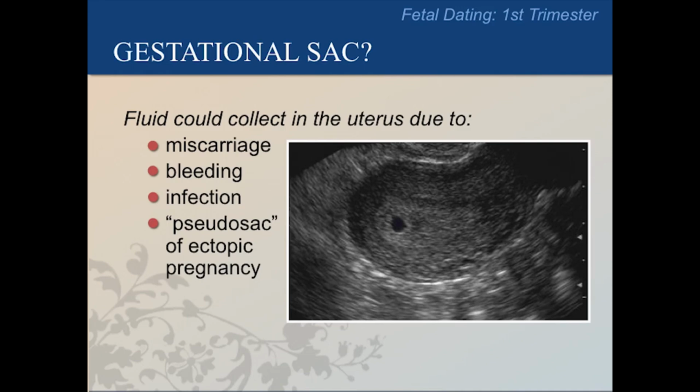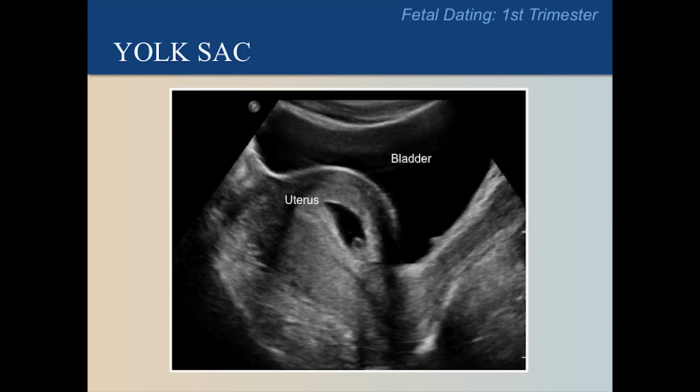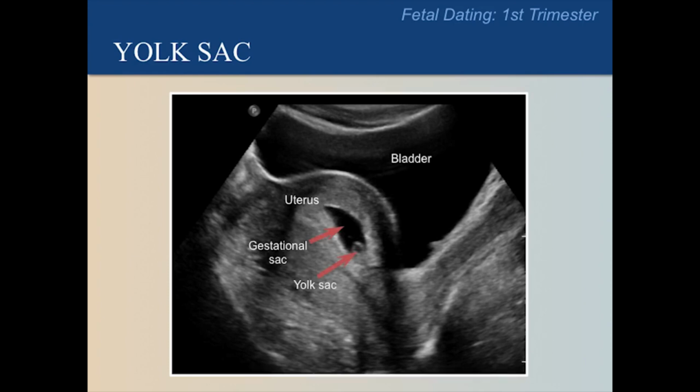This is a sagittal scan through the uterus in early pregnancy. The bladder is above the uterus. Here you can clearly see a gestational sac inside the uterus. The small circle in the gestational sac is the yolk sac. A yolk sac can first be seen before the fetus becomes visible at about 6 weeks gestational age. The yolk sac provides nutrients to the developing fetus.